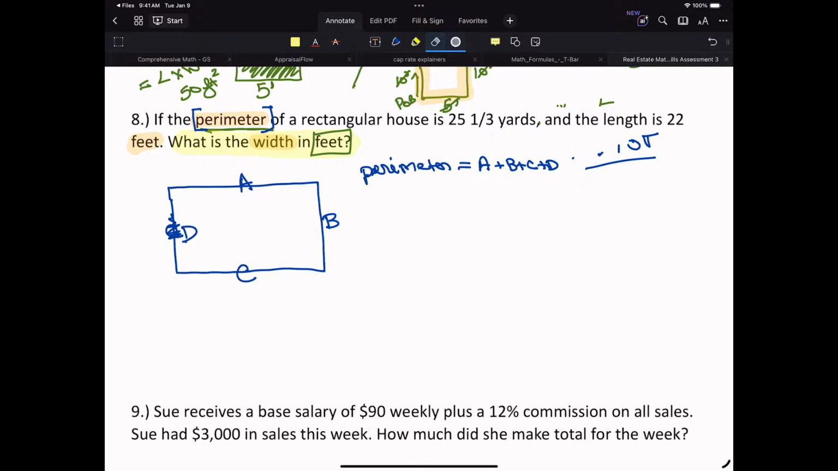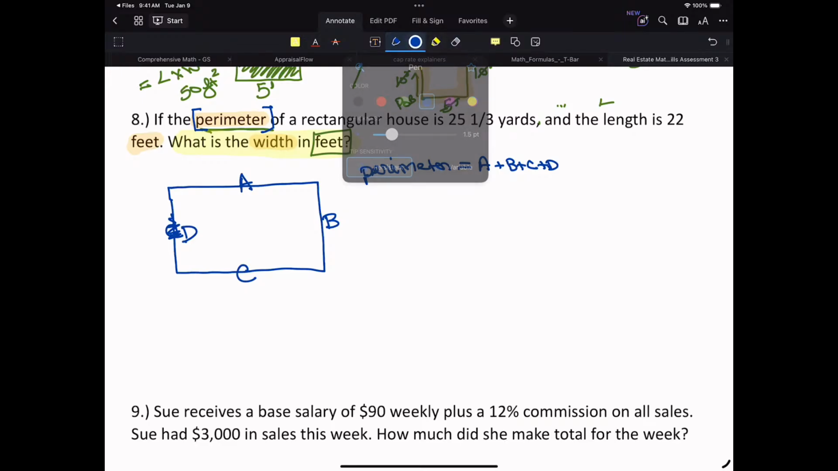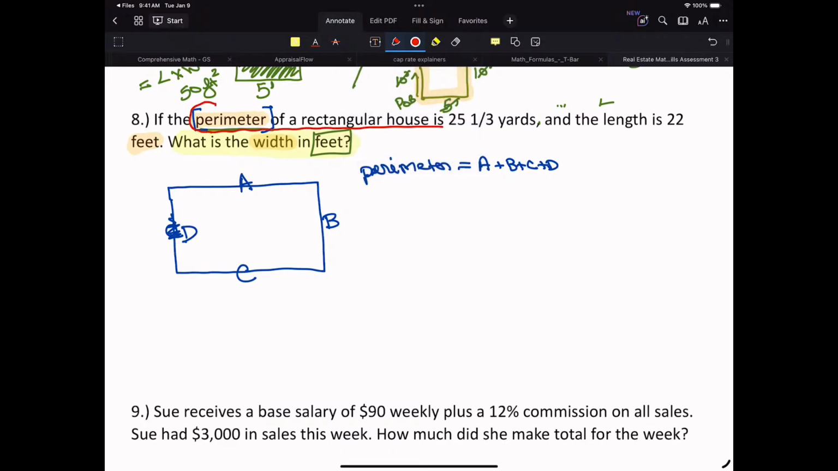I think we all know I'm an idiot. I can't believe I just did that. I'm just in the zone. Hey, look, everything I said kind of made sense. It's just not what the question was asking. I did all of that only to find out that's not what they were asking. They said the perimeter of the house is 25 1/3 yards. I totally read that wrong.